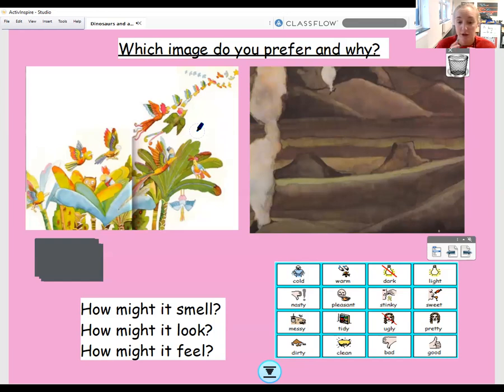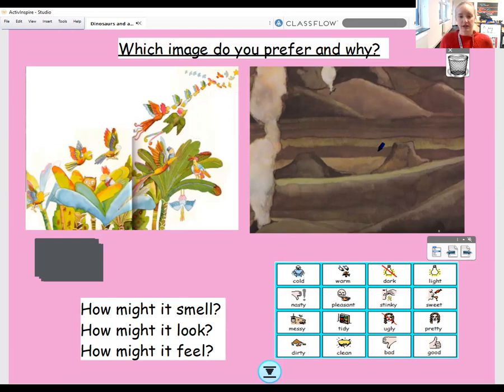In terms of how might it look, we've discussed the different colours. In terms of how might it feel, I'd say, looking at the birds, I'd say it'd be quite warm. It looks like quite a tropical destination. But then you look at the other picture and I think it might be cold. I think it might be a bit sticky in the air or a bit dirty. It might feel dirty on your skin.